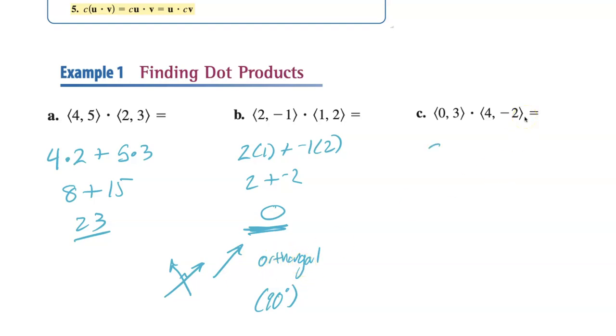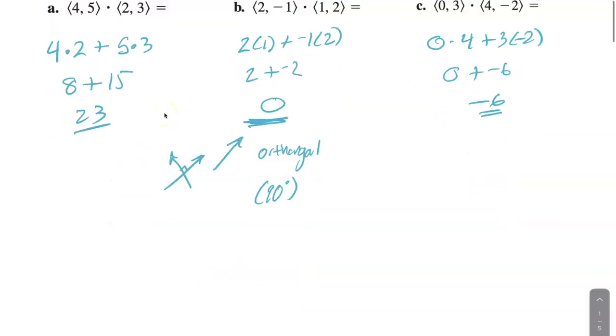This one here, 0 times 4 plus 3 times negative 2, 0 plus negative 6, negative 6. That's a dot product, right? A very simple operation: multiply the x's, multiply the y's, add them up.